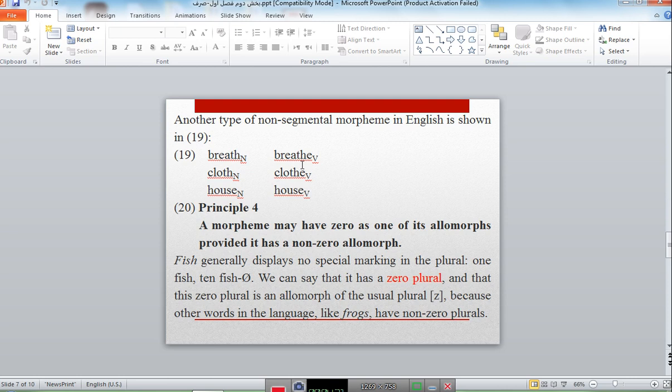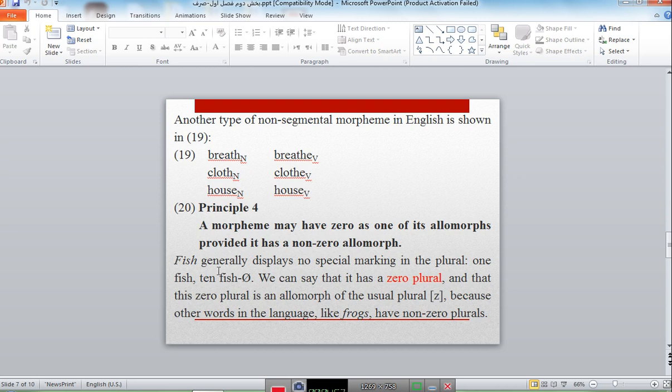Principle number 4, the contrast between the forms we saw in the previous examples. The notion of contrast can be further extended, leading to principle number 4. So I want to talk about principle number 4 of Nida's principles: a morpheme may have zero as one of its allomorphs, provided it has a non-zero allomorph.